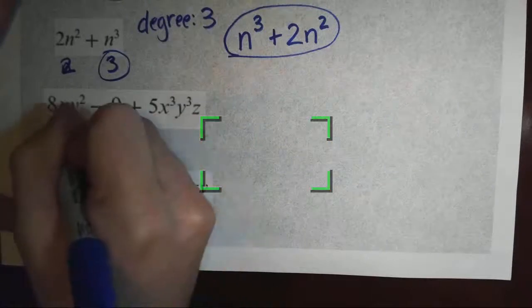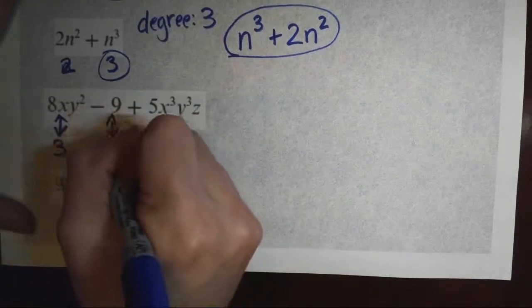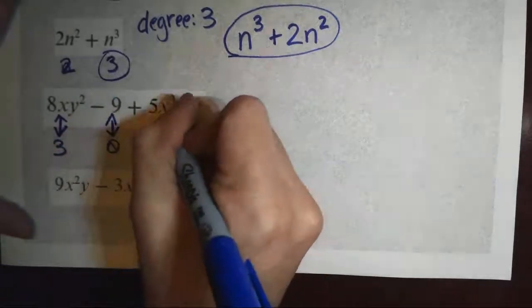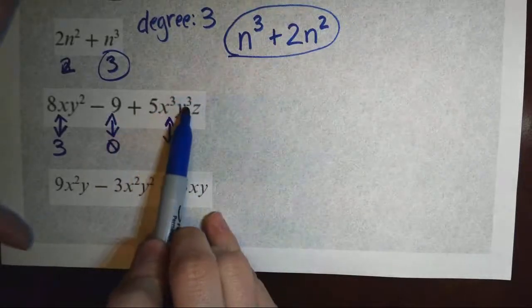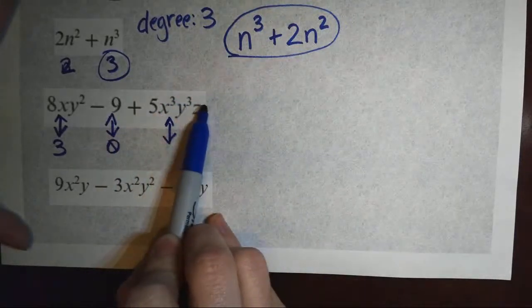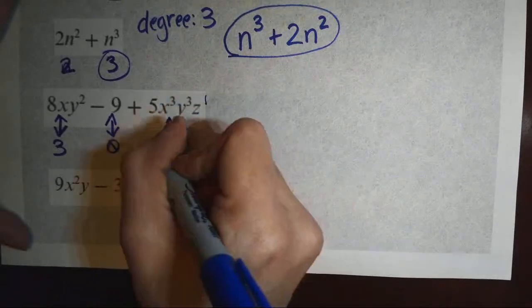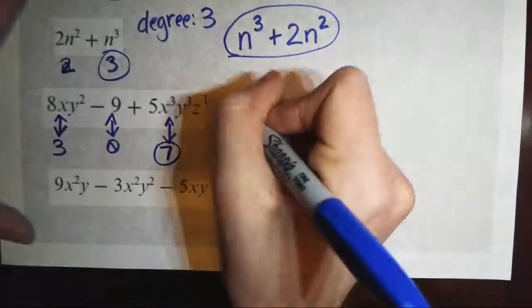This term is a constant, so its degree is automatically 0 because it doesn't have any variables. Now this term has a degree of 3 plus 3 plus 1, because that z has that imaginary 1 there. And 3 plus 3 plus 1 is 7. So the degree of this polynomial is 7.